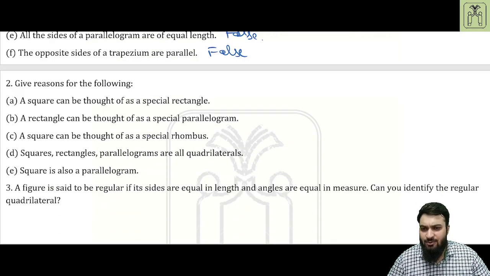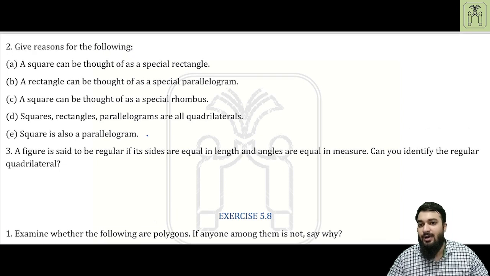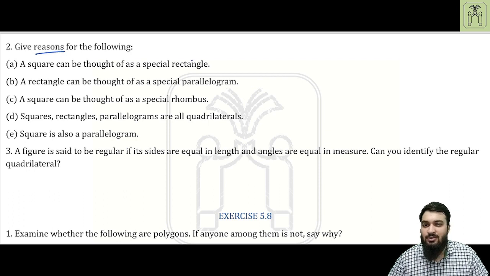Moving on to the next question. Give reasons for the following. Part A पे आते हैं, मतलब अब हमें क्या करना है, रीजंस देने. ठीक है. A square can be thought of as a special rectangle. ठीक है. इसका सिंपल सा आंसर ये है, this is a square.